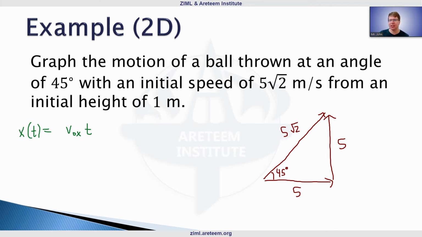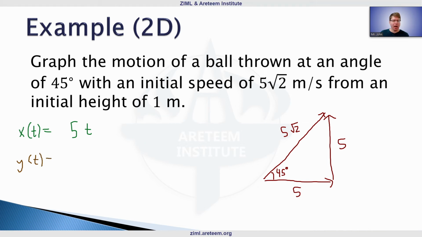You can actually break the speed down in the same exact way. So when we say that there's initial speed of 5√2 at an angle of 45 degrees, what we can really do and how we work with this is actually we can break this down into 5 meters per second in both directions. So we have 5 times t in the x direction, and we're going to have a 5 times t in the y direction as well. So without further ado, let's write out that y direction as well. So let's do this one a little bit quicker there.